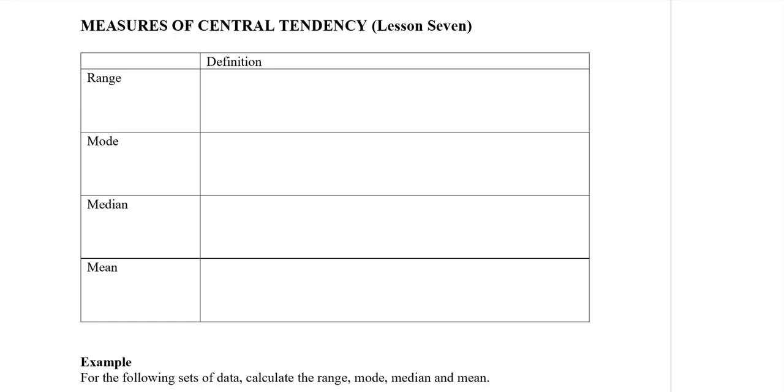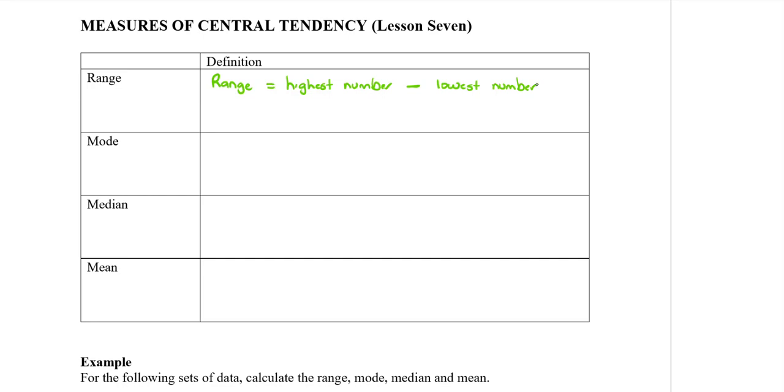The range measures the spread of the scores, and to find it, we use this formula. Range equals the highest number minus the lowest number. Okay, so they'll tell you how far apart, how spread out your scores are.